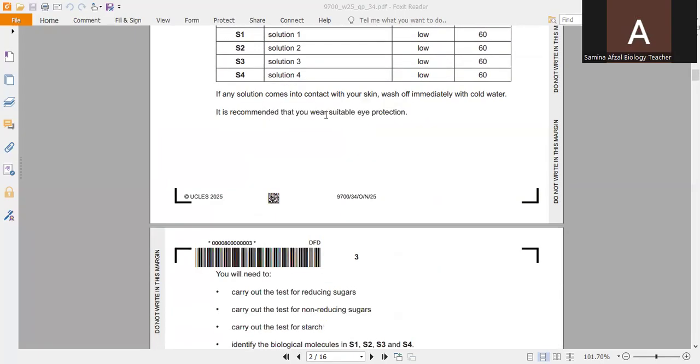So, if any solution comes into contact with your skin, wash off immediately with cold water. It is recommended that you wear suitable eye protection.